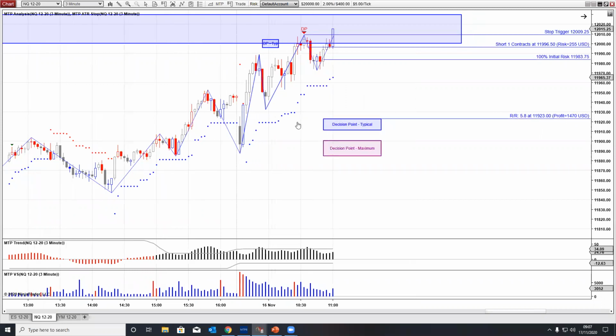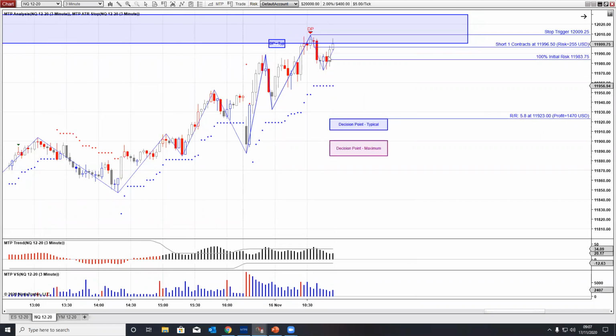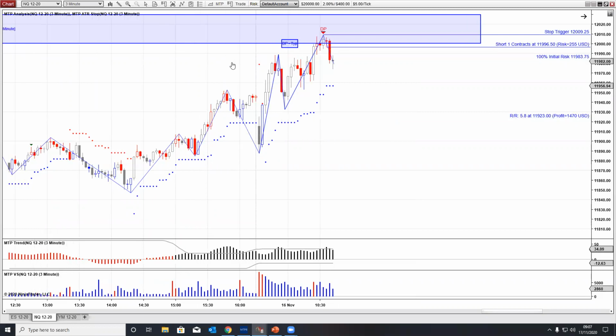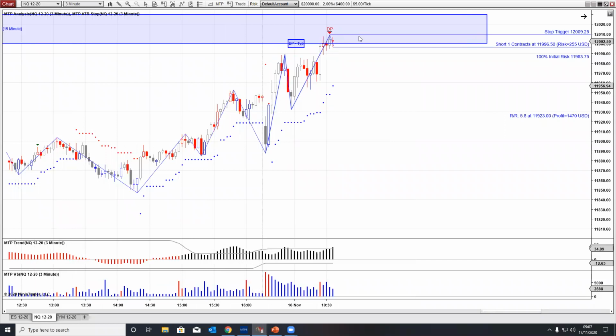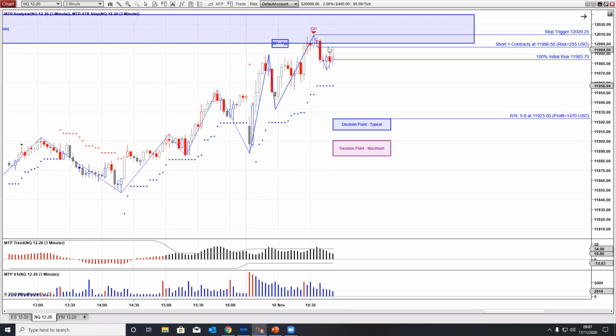Now, the market didn't get there. The market just got to the 100% initial risk before it started to retrace back up again. So was there any reason why you should have brought your stop to break even? Well, I don't think so, because at the time back here, this looked to be a good setup. You had higher time frame resistance. You had a sell setup. Our MTP trend was grey or black. Therefore, that looked like it would have been a good setup. So there's no reason, I don't think, to bring your stop to break even.